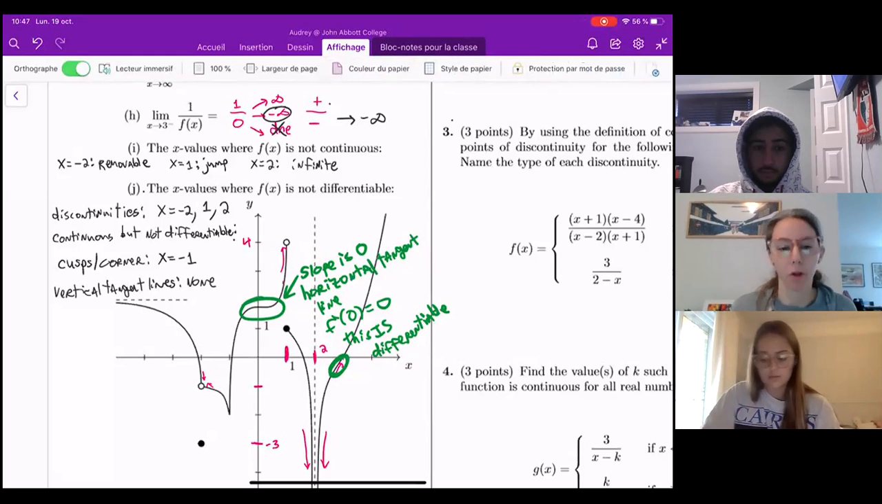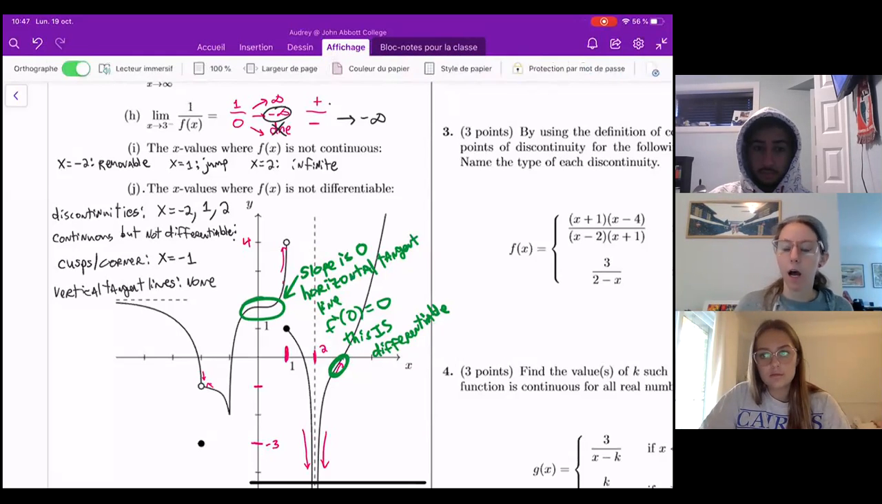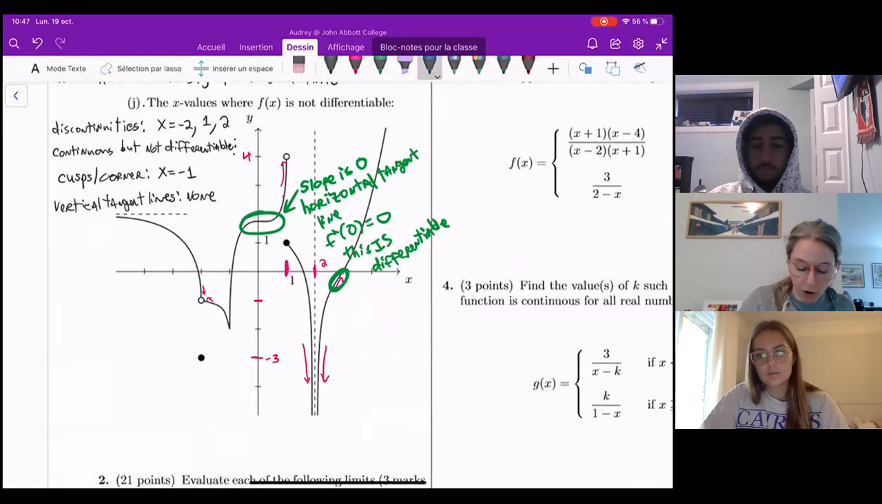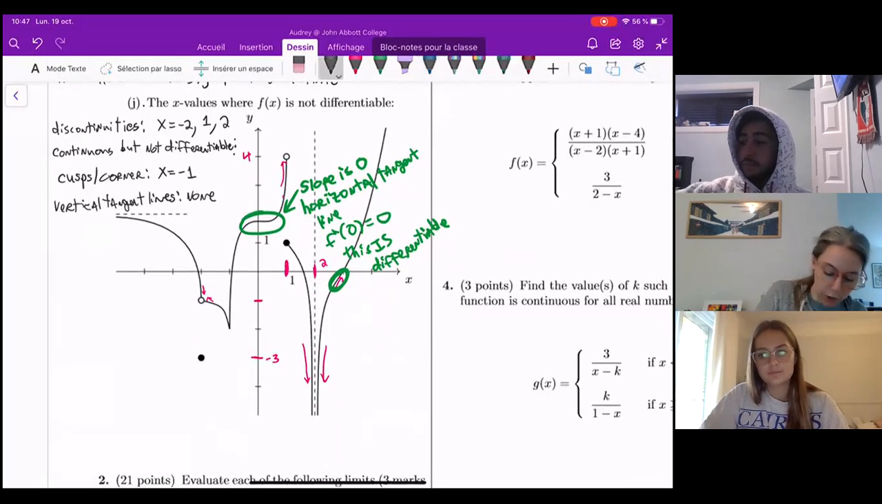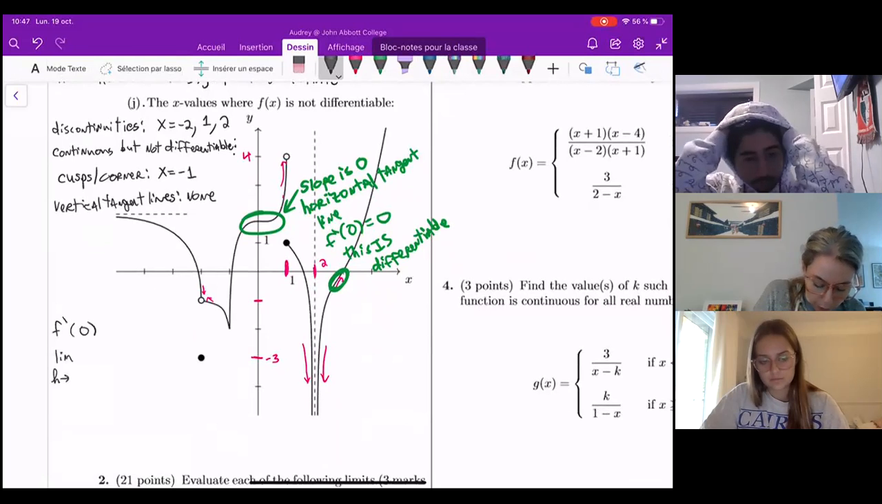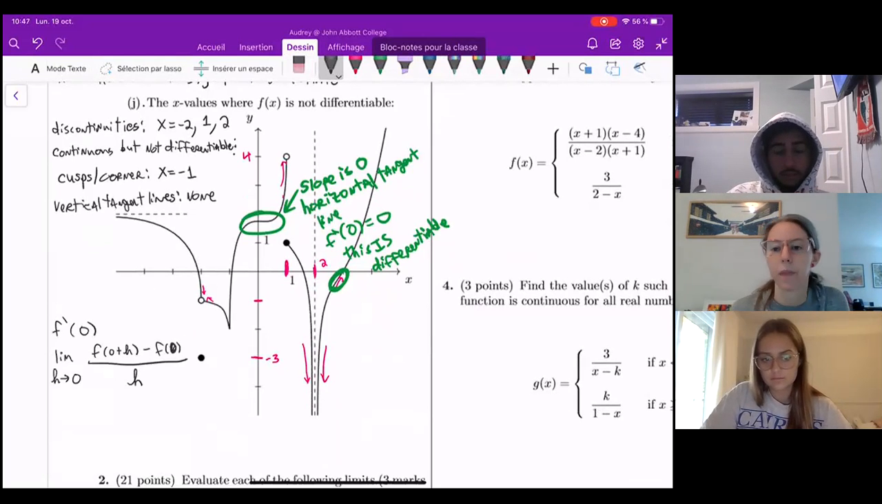So while we're talking about the graph, this particular exam also didn't have another type of question that often shows up with the graph, which is to evaluate the derivative at specific values. So, for example, it could have been asked to do f prime of 0 or the limit as h approaches 0 of f of 0 plus h minus f of 0 over h.